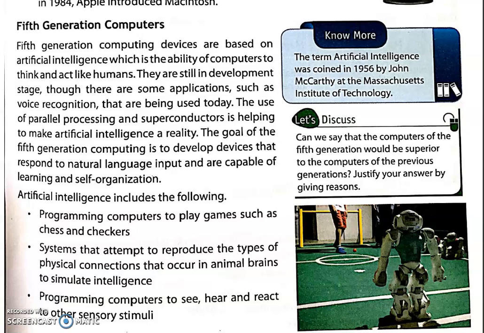Now, the fifth generation of computer devices are based on this concept of artificial intelligence, which is the ability of computers to think and act like humans. You have seen that there are certain devices or certain robots. The most common example of artificial intelligence that you have around you is your phones. Like in iPhone, you have Siri, or in Android, you have Google Assistant. Whenever you give them a command, they think and give you a reply. Or you have a system like Alexa. Whenever you ask Alexa anything, she thinks and gives you a reply. So it is artificial intelligence.